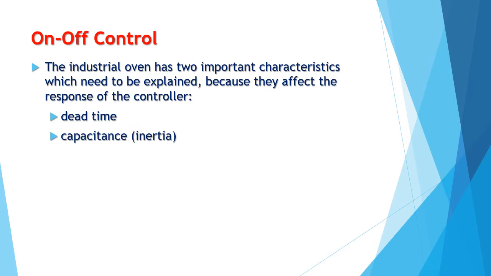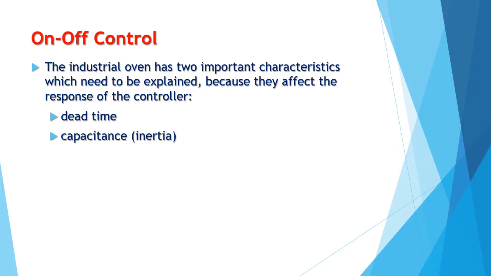The industrial oven has two important characteristics which need to be explained because they affect the response of the controller. First is the dead time, and second is the capacitance or inertia. In most control systems with a feedback loop, the system cannot respond instantly to any disturbance, and it takes time or delay until the controller output has an effect on the measured plant output. This time delay is known as dead time. In the case of the industrial oven, if the access door is opened, it takes time until the temperature drops, the controller senses the difference, turns the heaters on, and the temperature is brought back to the set point. Dead time has the effect of hiding the disturbance from the controller and limits its ability to react quickly.